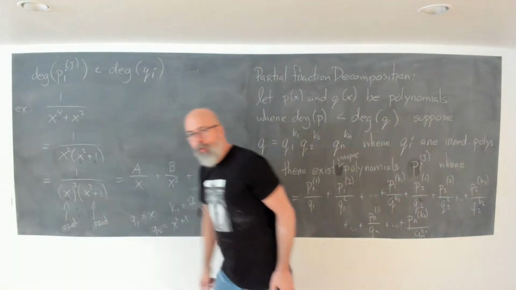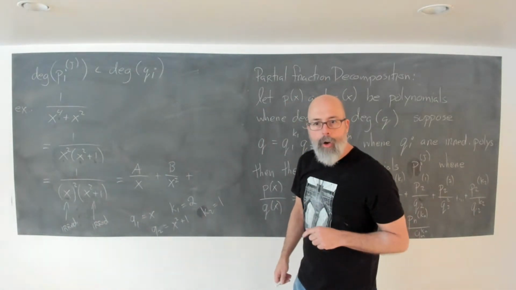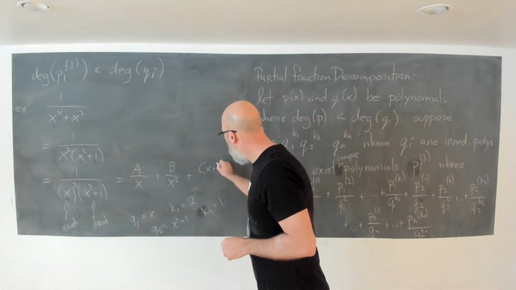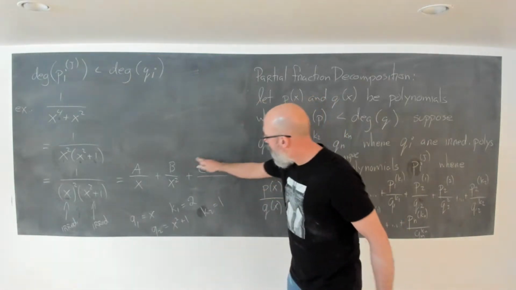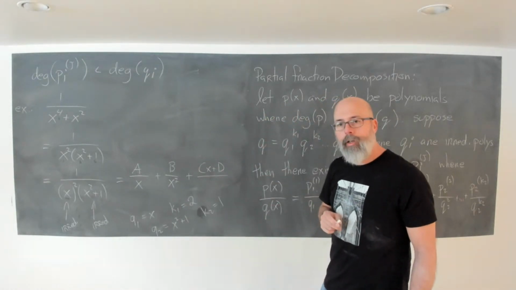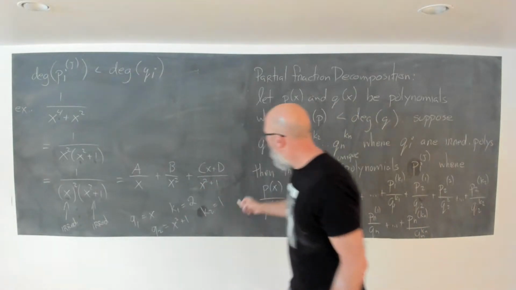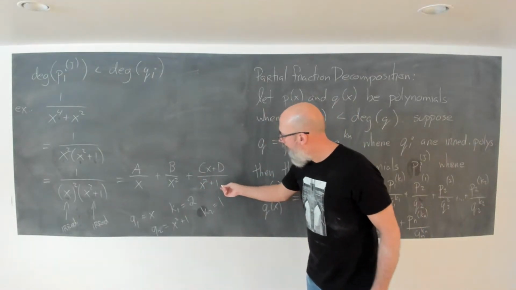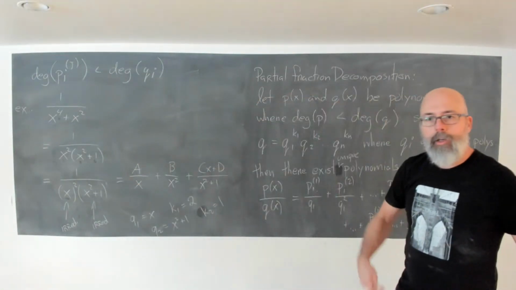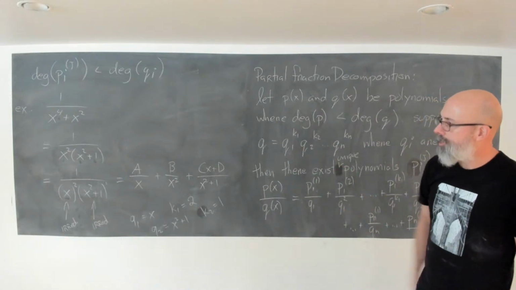The next irreducible is an irreducible polynomial of degree 2. So you search for a polynomial of degree 1 on top. Cx plus d. This is how all polynomials of degree 1 look. Over x squared plus 1. And you continue until you've exhausted the power. But this was power 1, it's already exhausted. You would have moved on to the next irreducible, but you're done. There it is.